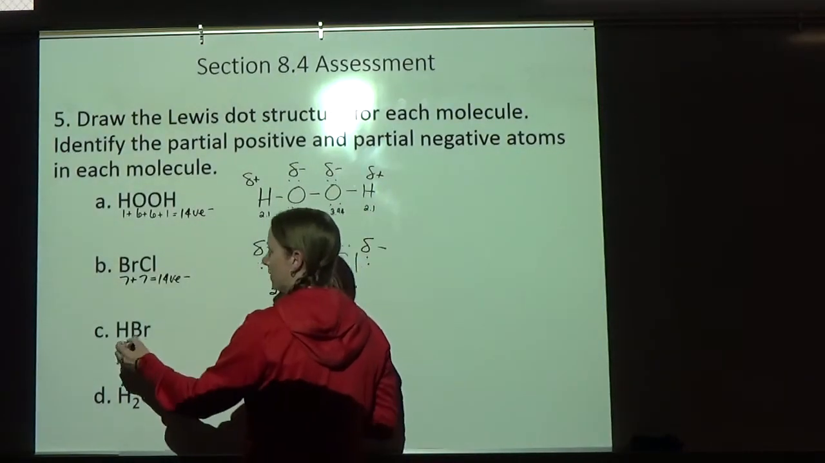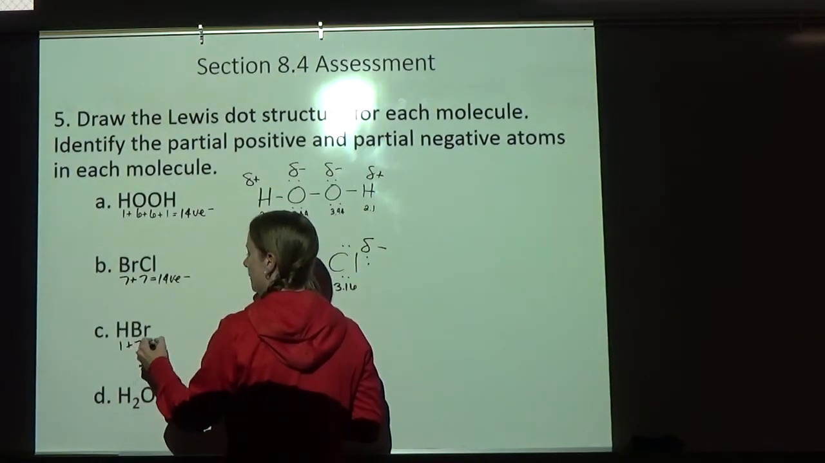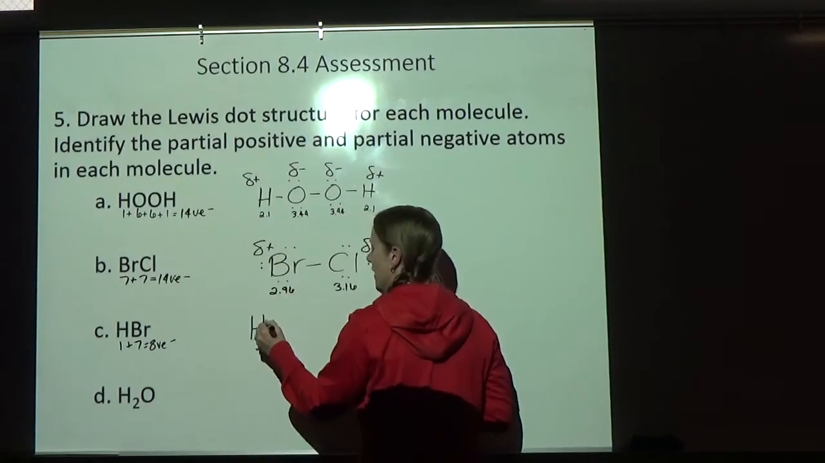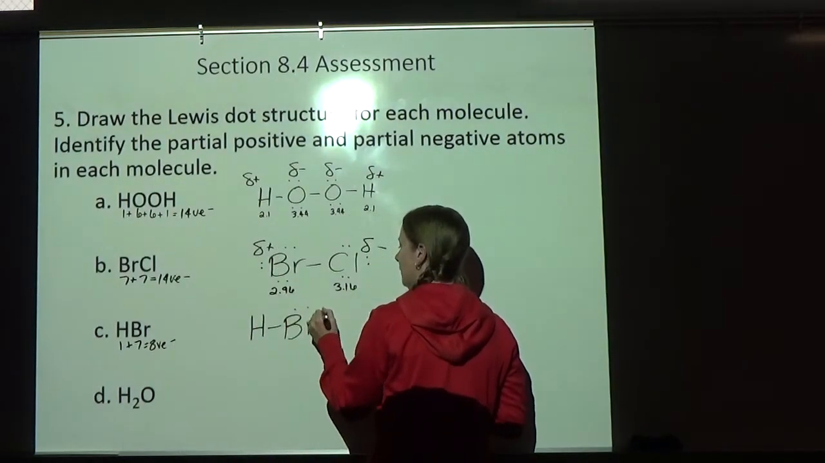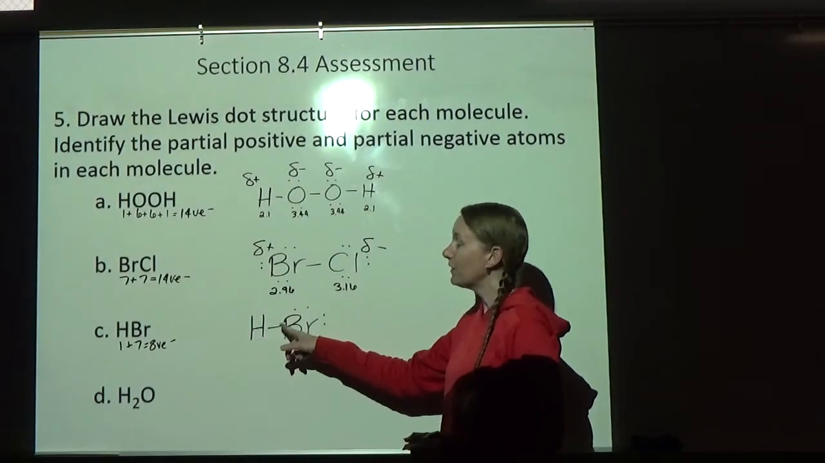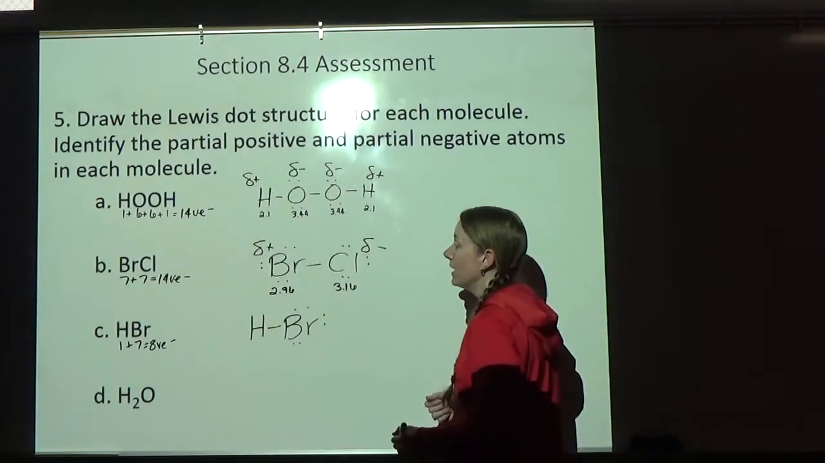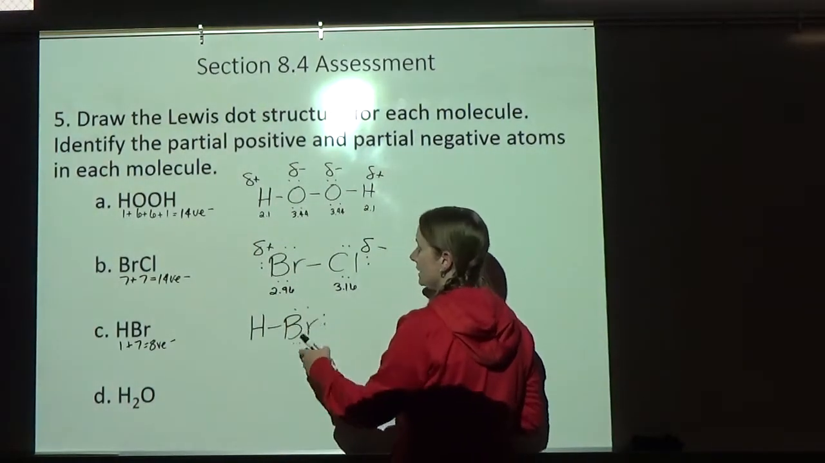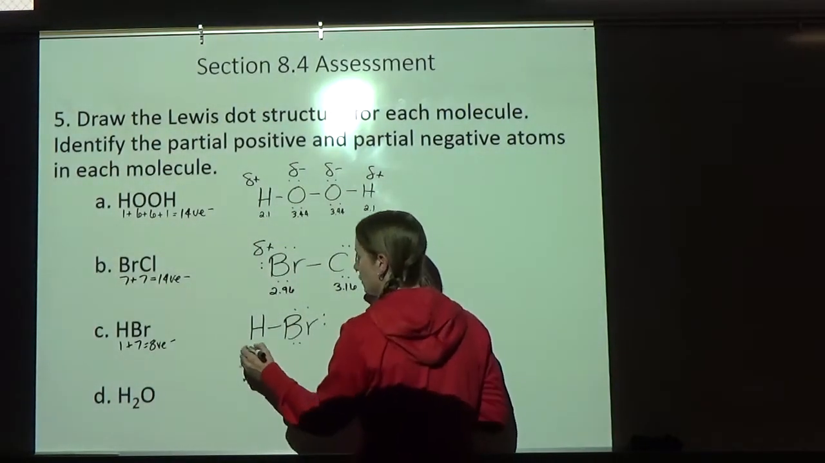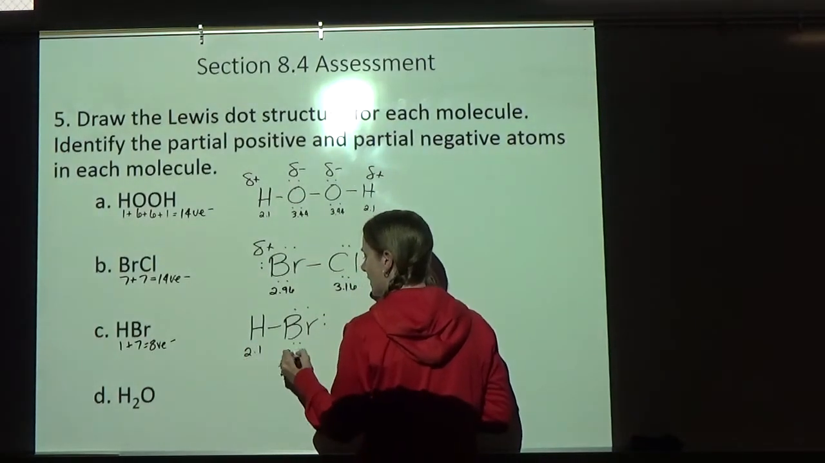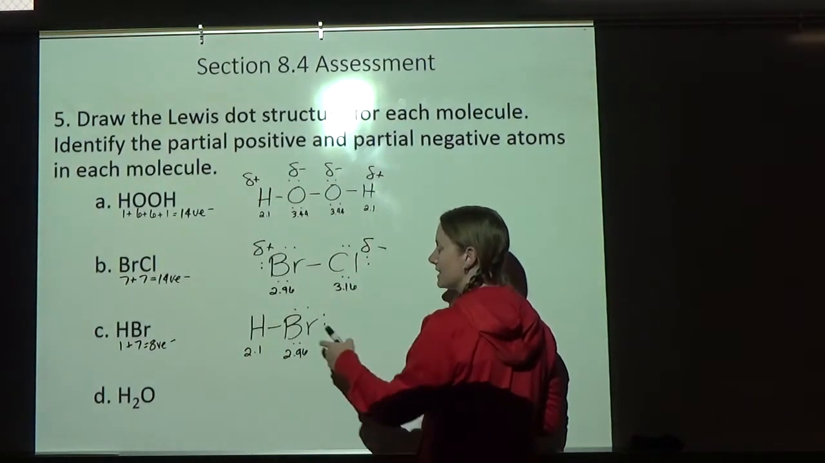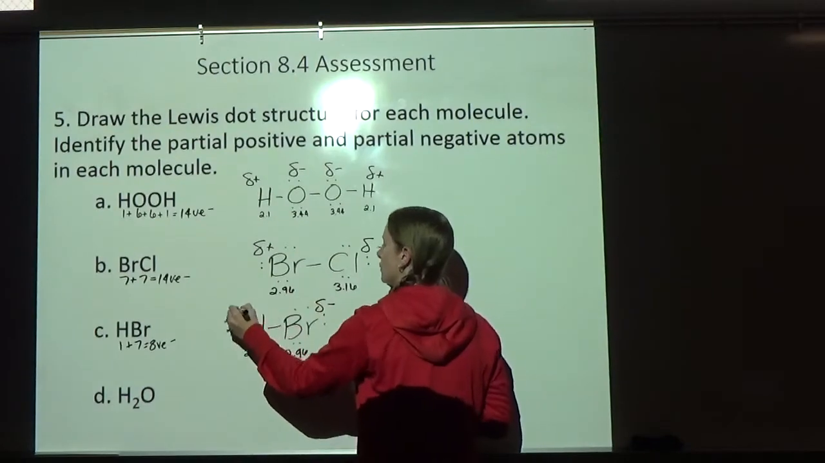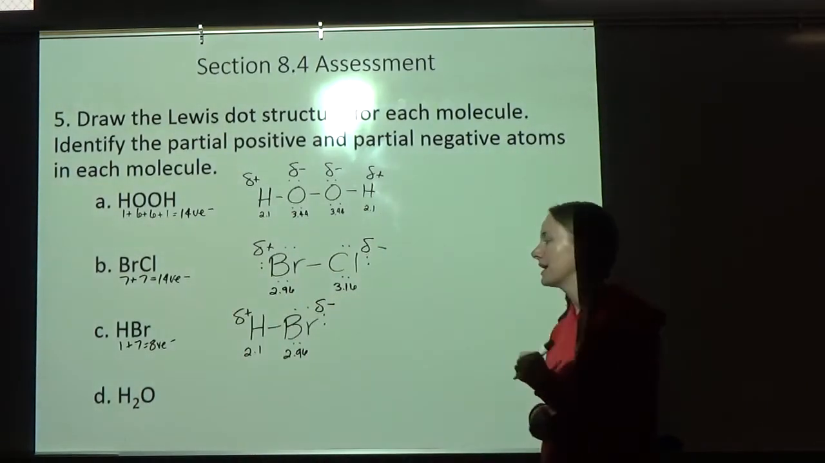All right, next is HBr. Well, let me add up first. So 1 for H, 7 for Br, for a total of 8. So I bond them, make everybody stable. Remember, H only follows the duet rule, it only needs 2. So I'm allowed 8: 2, 4, 6, 8. And then I look at my electronegativity chart. So H has 2.1, Br has 2.96. So since Br has the larger electronegativity, it gets the partial negative.